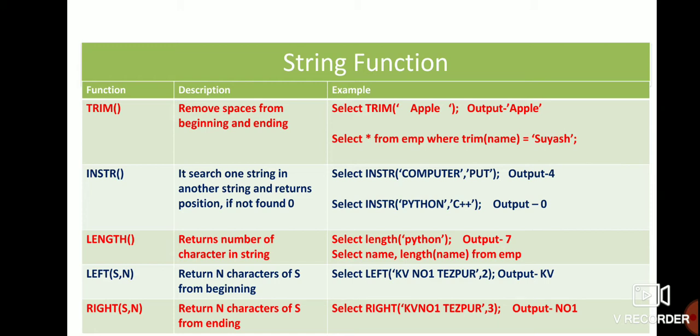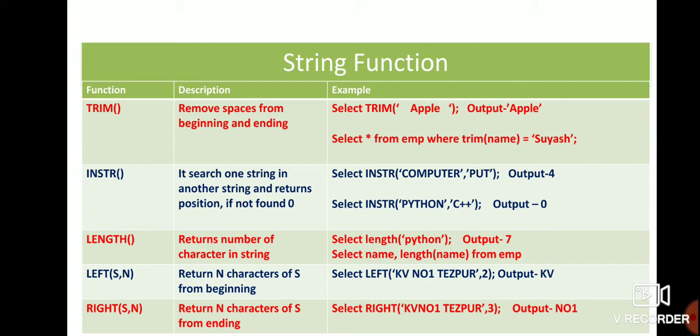First one is trim. What do you mean by trim? It removes spaces from beginning and ending, like select trim apple. So you can see there is some space before the apple and after the apple also. It will remove the spaces and give the output as only apple. Like select asterisk from employee where trim name. So trim name is what? The name column will be trimmed. Like in my table only one data is inserted, that's why only Suyash will return.